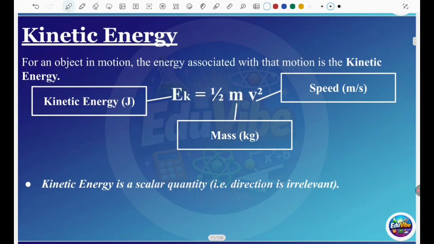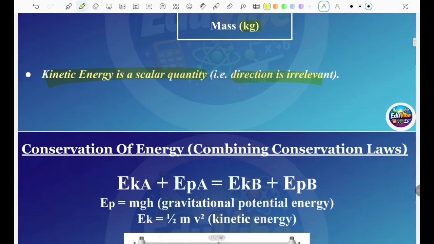This is the kinetic energy formula. You all know that EK is equal to half mv squared. Make sure the units are the same. The kinetic energy should be in joules, mass should be in kgs, and speed should be in meters per second. And this is a scalar quantity, and direction is irrelevant. We can't take direction in this.